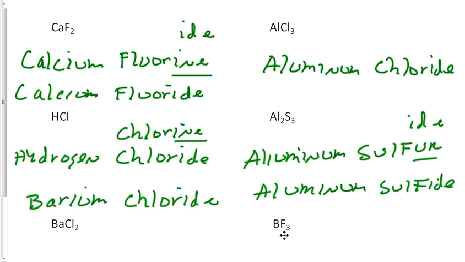And lastly, I've got boron and fluoride with it. So I have boron. And really, this would be called fluorine again, right? But I'm going to drop that last syllable and add IDE with it. Okay, so this is boron fluoride. And that's how you name these things. They're not too difficult at all.